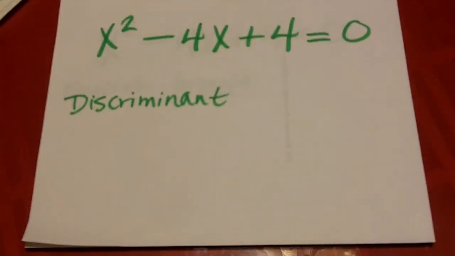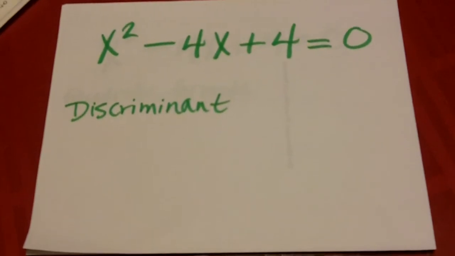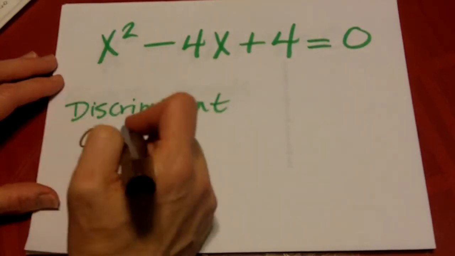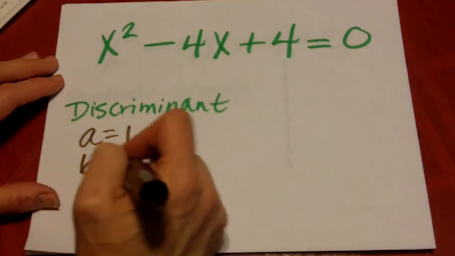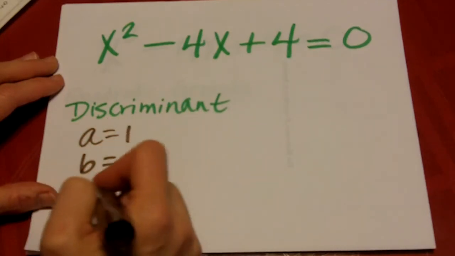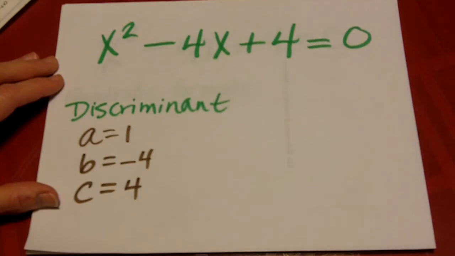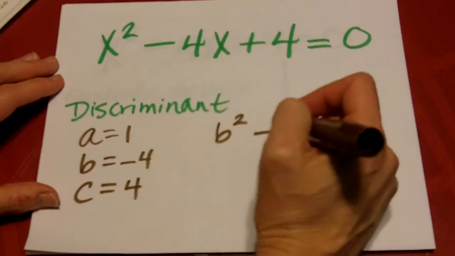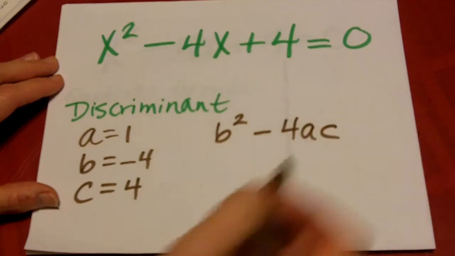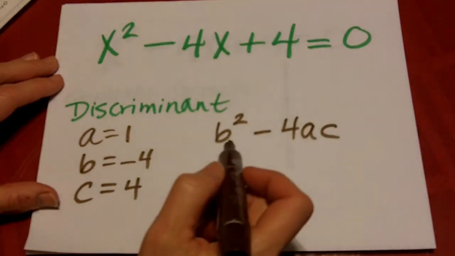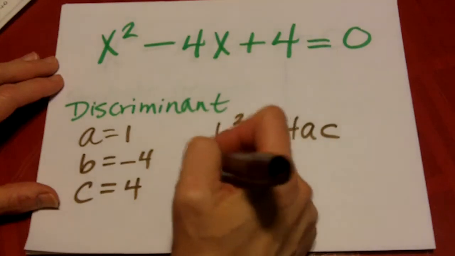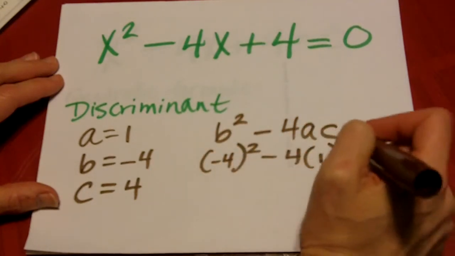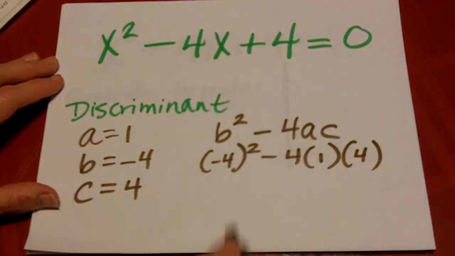Now, the discriminant can also tell us that we have less than two solutions. If we did the discriminant for this problem, we would say that a is 1, b is negative 4, c equals positive 4. In this case, we're going to just use the discriminant formula, which is b squared minus 4 times a times c. b squared is negative 4 squared minus 4 times 1 times 4.